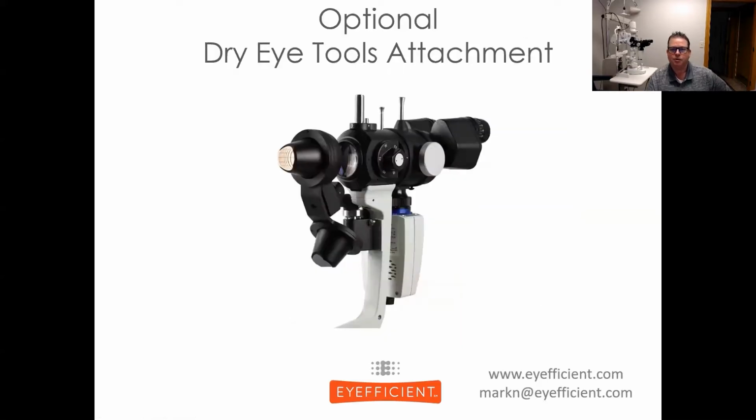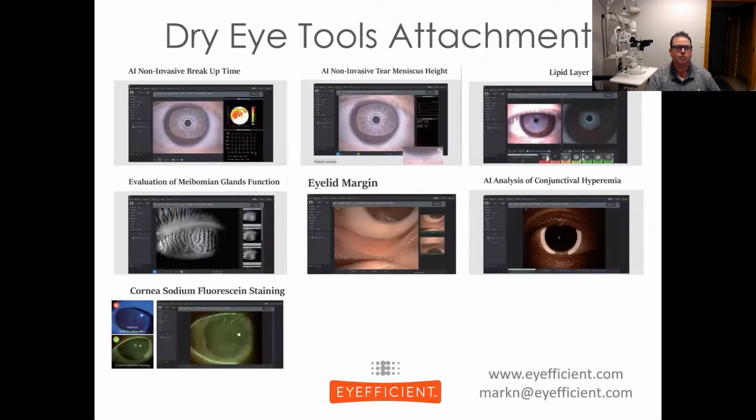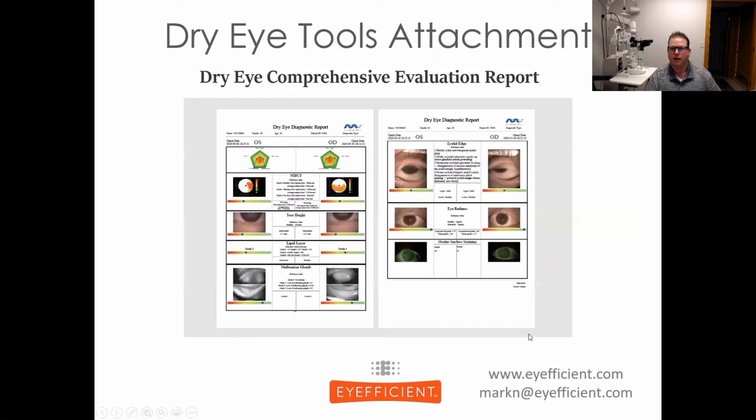There's now an optional dry eye attachment for the FireFly that has two different light sources that allows you to capture non-invasive tear film breakup, automatic non-invasive tear meniscus height measurements, lipid layer thickness, meibography, eyelid margin, AI analysis of the bulbar redness, and also your fluorescein staining. It then takes all that data and puts it together into a dry eye diagnostic report that you can show the patients. Both eyes are presented together, showing the normals and where the patient is presenting themselves.